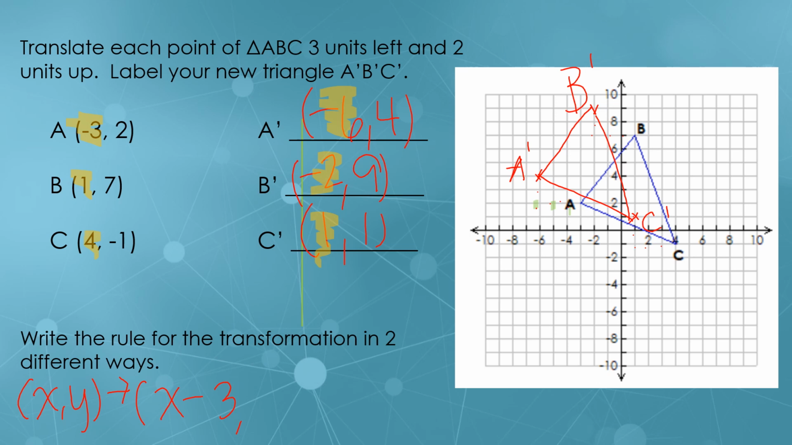And then for your Y coordinates, you went from 2 to 4, 7 to 9, -1 to 1. All of the Y coordinates increased by 2 because you went up 2, so K is 2. For shorthand notation, capital T, and then a subscript of -3 for H, a comma, and then 2 for K.